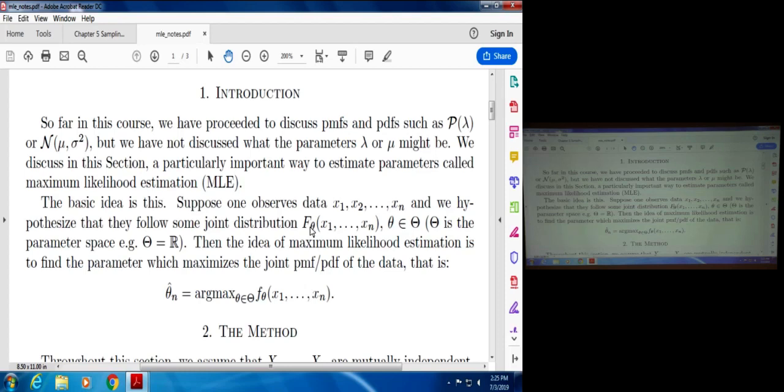Okay. I'm using a subscript theta. So what does this theta mean? This is the unknown parameter. For example, in the case of the Gaussian, theta represents a bivariate vector mu and sigma squared. In the case of a Poisson distribution, it's the unknown rate parameter lambda.